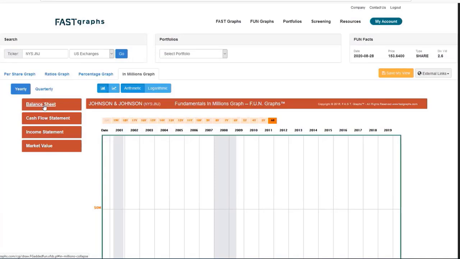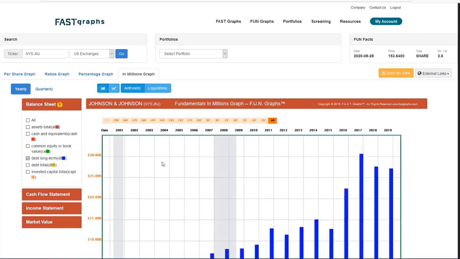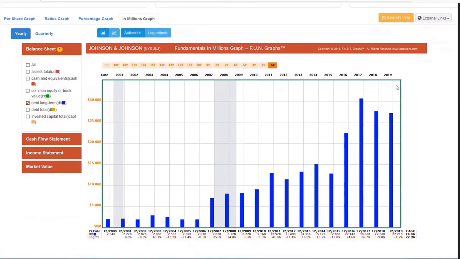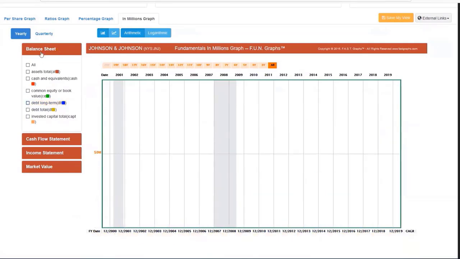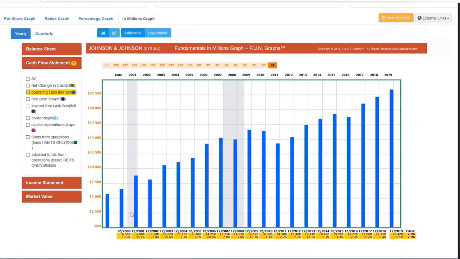Just as an example, if I click into the balance sheet, I can take a look at the total debt that Johnson & Johnson has. This is in millions of dollars. This gives me a long history of the amount of debt that Johnson & Johnson has on their balance sheet. Similarly, I can look into the statement of cash flows. I can see what their operating cash flow looks like over time and get a trend of that, and see the amount that they have, about $23 billion in operating cash flow in 2019.